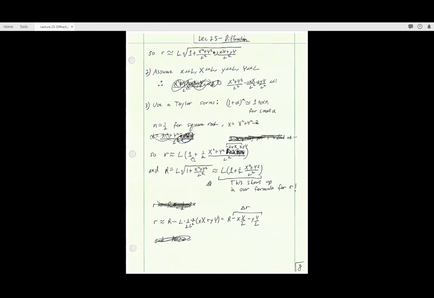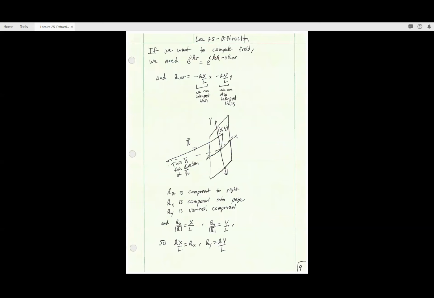So we take L times 1/2, L times 1/2, times all of this stuff over L squared. And there's a 2 in front of each of these terms. Those 2's cancel out the 1/2. There's an L over L squared. So we're left with something pretty simple: R minus little x times big X over L minus little y times big Y over L, right? Which is somewhat complicated, but not nearly as complicated as what we had before. And it involves things that we can interpret.